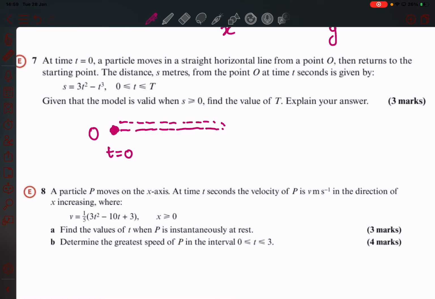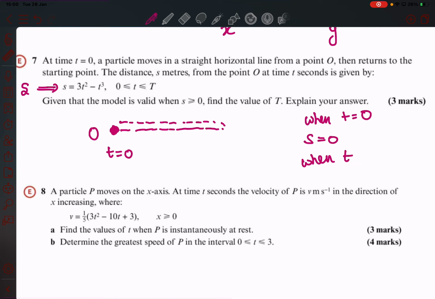The distance s meters from the point O at time t seconds is given by this. So this is the distance from the point O. That means when you plug in t as 0, what will s be equal to? When t equals 0, s is equal to 0. Does that kind of sound right? Yes, because what is your distance from O when t is equal to 0? 0. You are at the origin, so you're not moving anywhere.